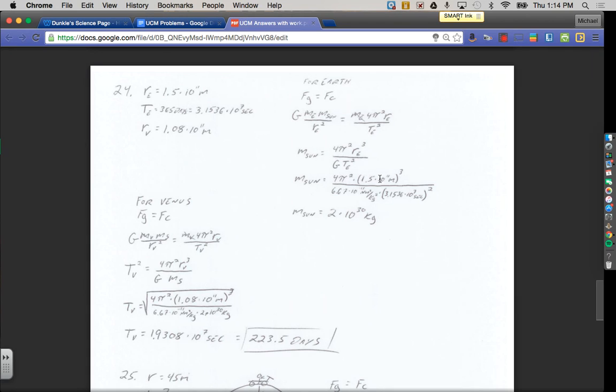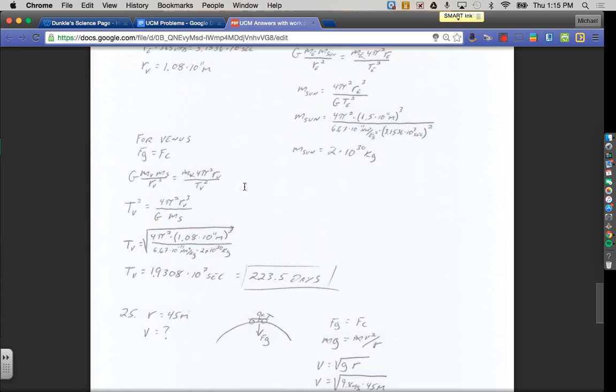4 pi squared. The r was given in the problem, 1.5 times 10 to the 11th meters. Don't forget to cube it. Divided by big G, 6.67 times 10 to the negative 11th newton meter squared per kilogram squared, times how long it takes us to go around the Sun, and that would be 3.1536 times 10 to the 7th seconds. Don't forget to square that. And once you plug that into your calculator, if you did that right, you'll find the mass of the Sun is about 2 times 10 to the 30th kilograms, which is a lot. Now we can take a look at Venus.